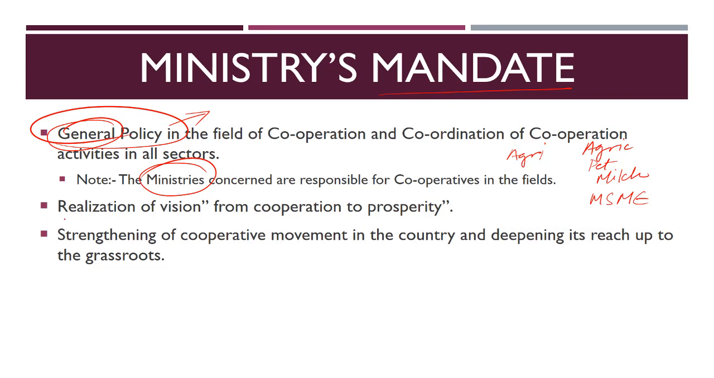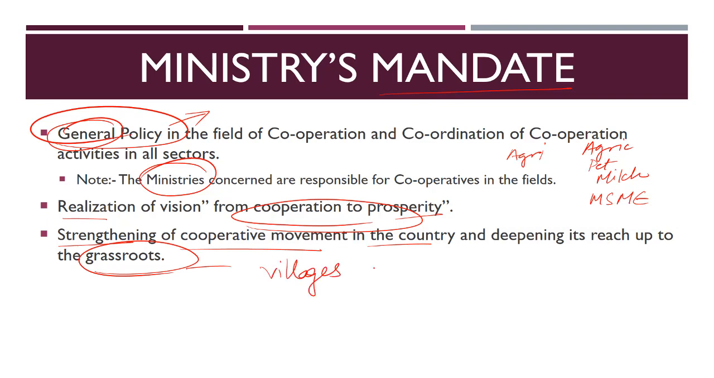Next, they are working to realize the mission of cooperation to prosperity, as we just talked about. Their mandate is also to strengthen the cooperative movement in the country and let it reach the grassroots, that is the villages, so that people who are still not in the development stream, just like in the rural areas or the tribal areas or the most vulnerable sections, the sections which are very tough to reach, which are in the remote corners of the country, can also benefit from this movement.